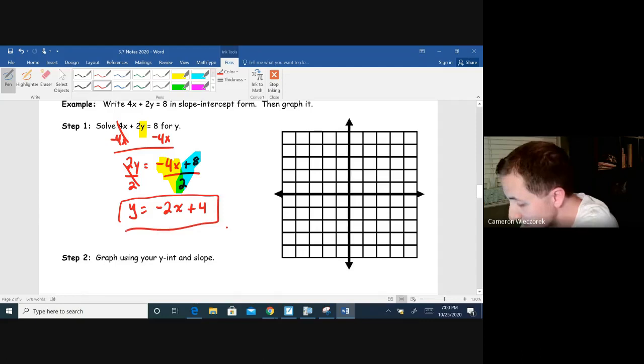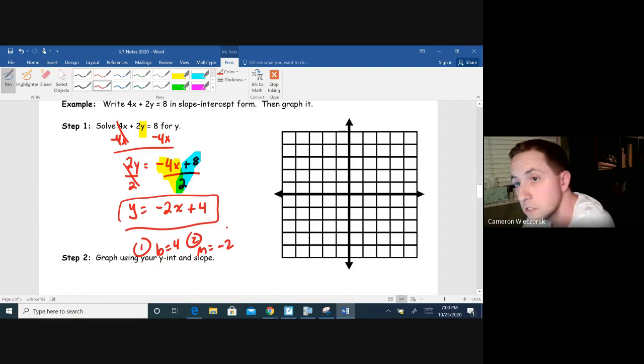Now it's an mx plus b. My m, my slope, is the one stuck next to the x. That's negative 2. My y-intercept is the constant being added on to the end, which is 4. So just like we did on the last page, I'm going to start by plotting b, and then I'm going to use the slope to get another point or two on my line.